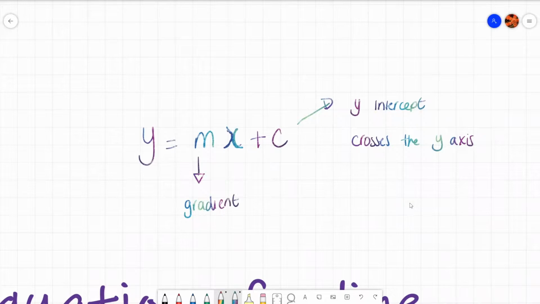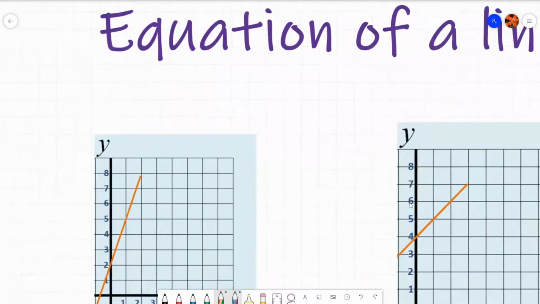You need to remember y equals mx plus c, and normally your straight line graph is always of that format, the equation of the line, isn't it? Like you could have y equals 2x plus 1, y equals 5x minus 4, and so on. So let's have a look at working out some equations of lines.